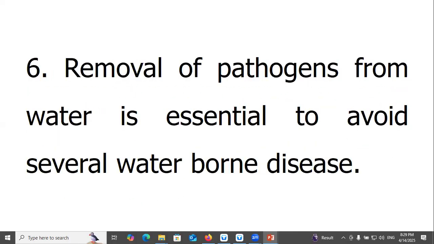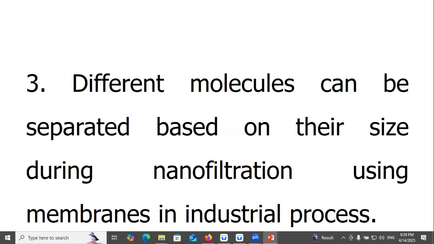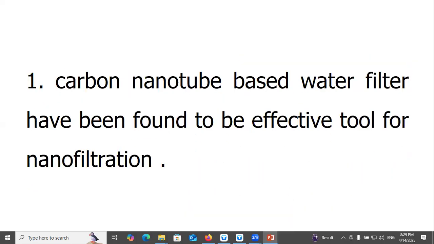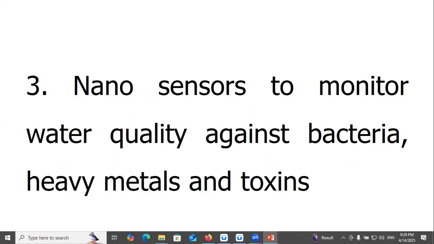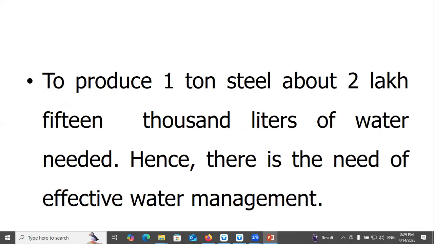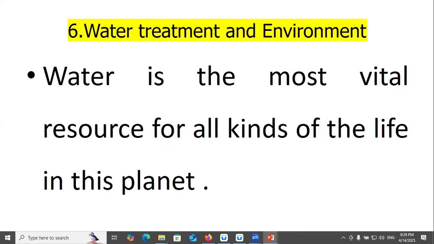Okay, it's all about water treatment and environment.